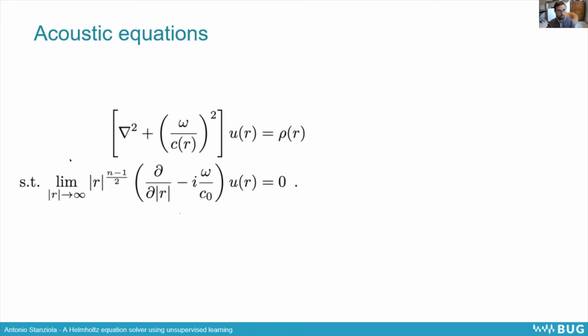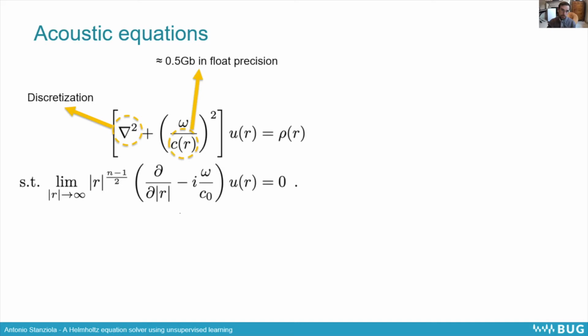In this case, the boundary condition would be the Sommerfeld radiation condition that ensures that we pretty much only have upwards traveling waves. And solving such a PDE is challenging for several reasons. First of all, we have to choose a discretization for our operators, and I'm going to talk a little bit more in detail about this later on.